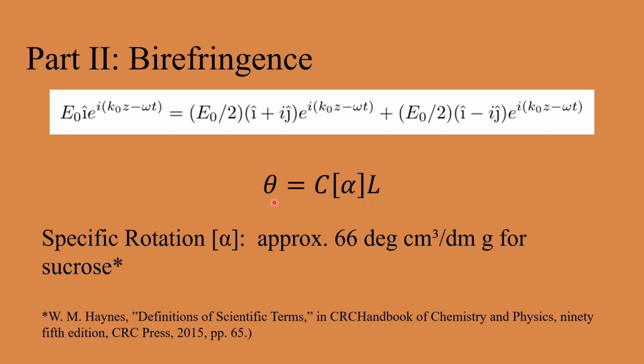This is the equation we can use here. This is the angle between them, the rotation angle. This is the concentration of the water sugar solution. And this is the specific rotation, which changes from material to material. And this is the value of it for sucrose, which is what we are using. And this is the length of the solution in which the light travels through.